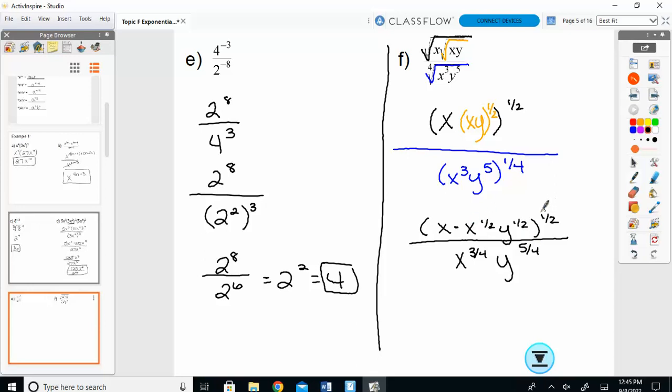On the top, can I combine these x's and distribute my half at the same time? So x times x to the 1/2. What would you do with those exponents? Add them. So 1 plus 1/2 is 3/2. 1 is like 2/2 plus 1/2. Then you have to multiply that by 1/2. So 3/2 times 1/2. What's that give you? 3/4. So it's x to the 3/4. y to the 1/2 times 1/2 is 1/4.